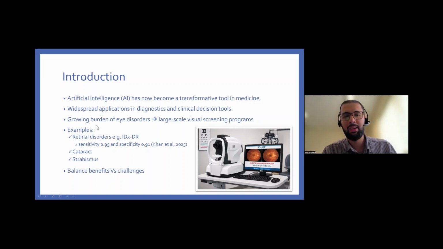And the importance here is the growing burden of eye disorders. We've got a huge burden of cataract, glaucoma, those common vision-threatening diseases, which necessitate large-scale visual screening programs that otherwise would need lots of experienced ophthalmologists, but instead we can use an AI system that can detect those diseases early and can refer to secondary care later on. So examples of these would be the IDX-DR system, the diabetic retinopathy system, which has shown impressive sensitivity and specificity of 95% in detecting referable diabetic retinopathy.